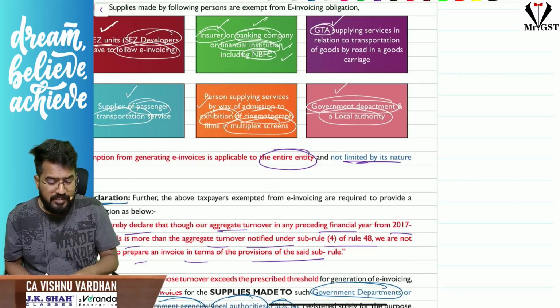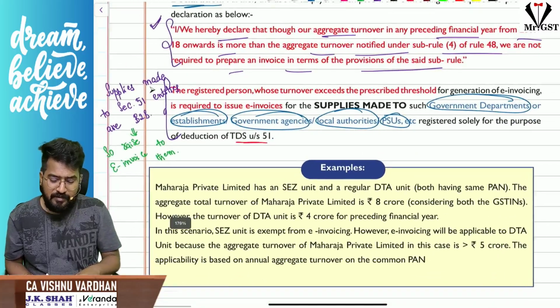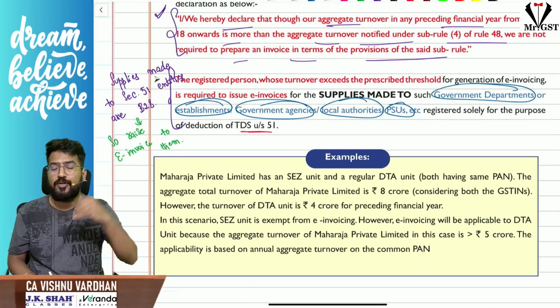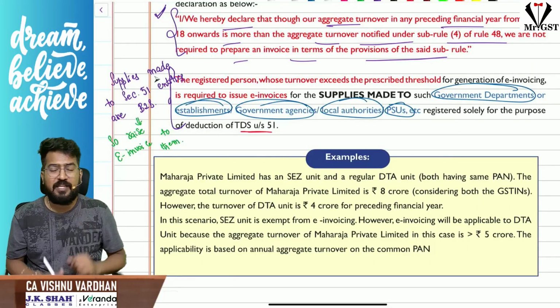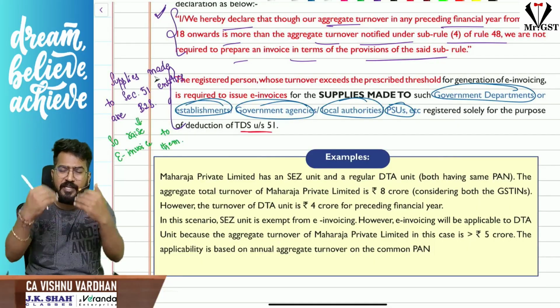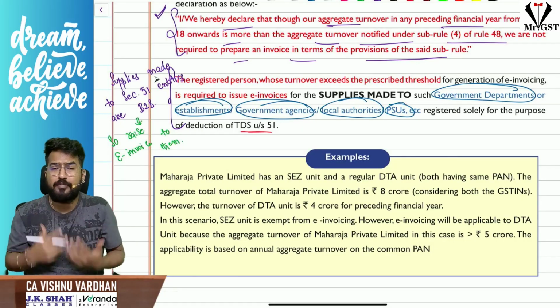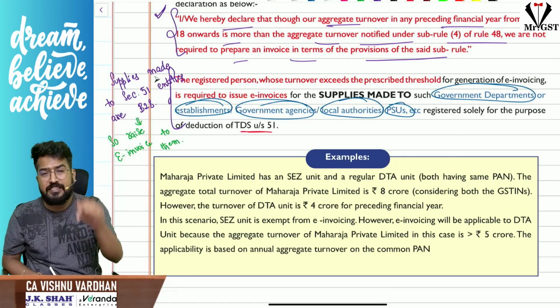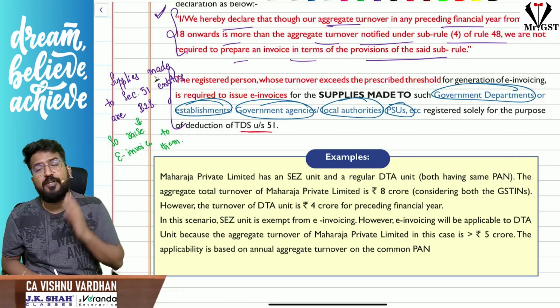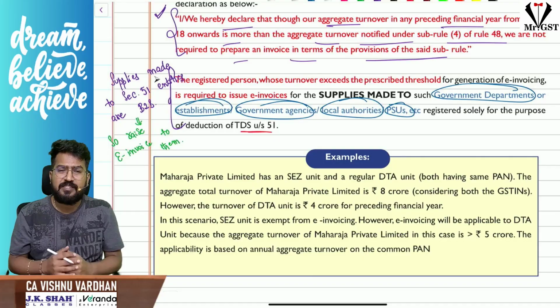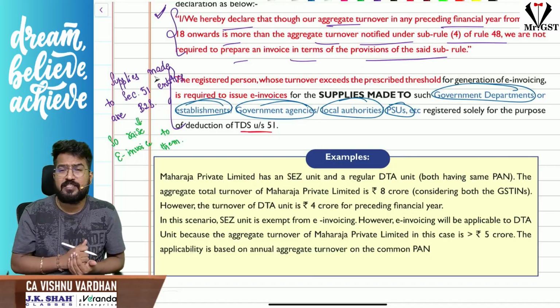But sir, the doubt is, when we are making a supply to government departments or local authorities who got registered under GST for the purpose of TDS compliance, section 51, they are not doing any business, or they are not actually making any supplies, but they got registered under GST just to comply with section 51 provisions. For such people, if you are making any supplies, should I consider it as a B2B transaction and should I raise the invoice?